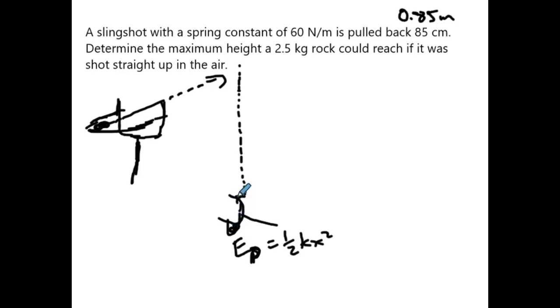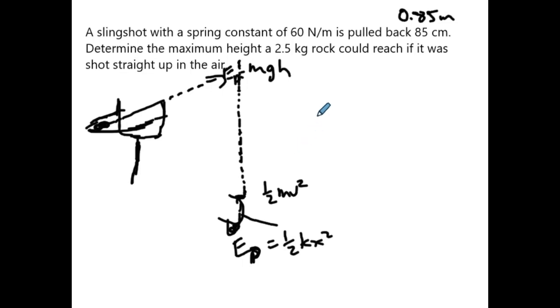Then it gets out of the slingshot. Well, at this point now, it has kinetic energy. It has 1/2 mv squared. Until it gets all the way to the very, very top of its arc, and at this point right here, for a brief moment in time, we know that it stops, and so at that point, it has potential energy again due to mass times gravity times height.